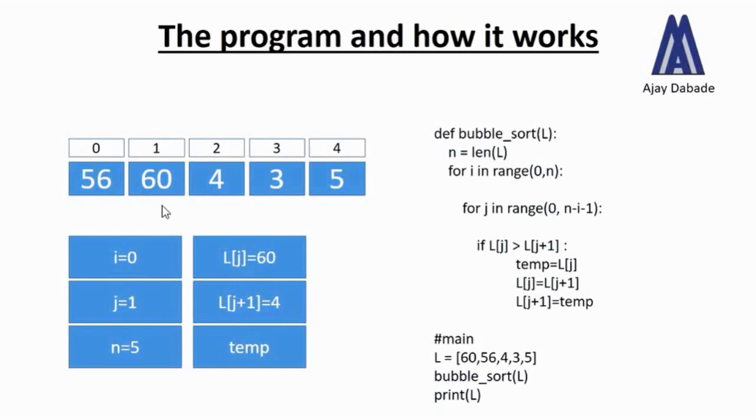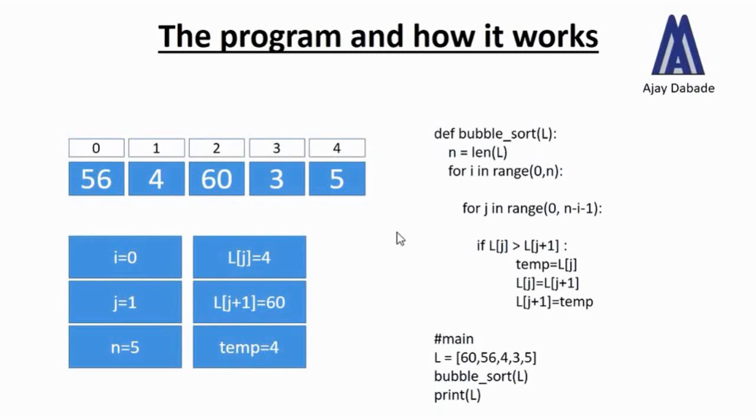So there it is. The value of j has now become 1. So we will compare L of j. You can see L of j is 60 and L of j plus 1 is 4. So we will compare these two numbers, and since 60 is greater than 4, again we will swap the numbers. So this is the code of swapping the numbers.